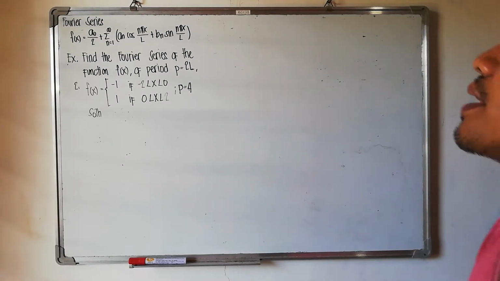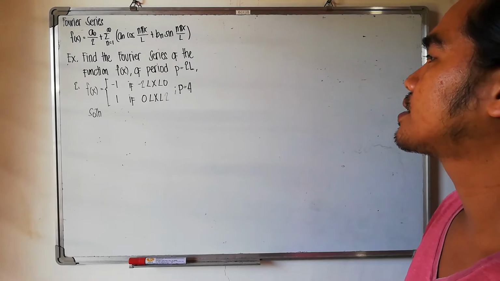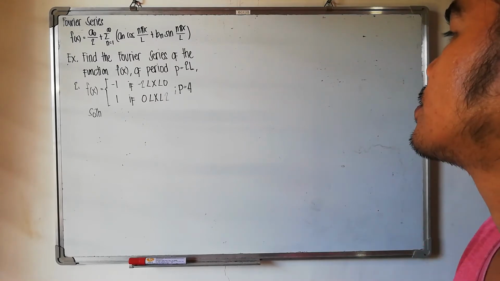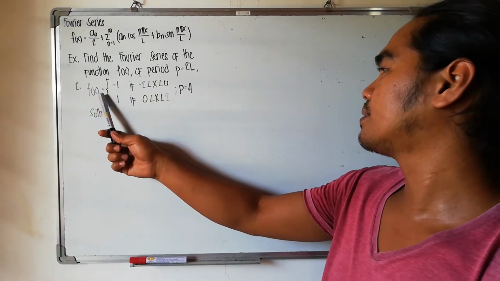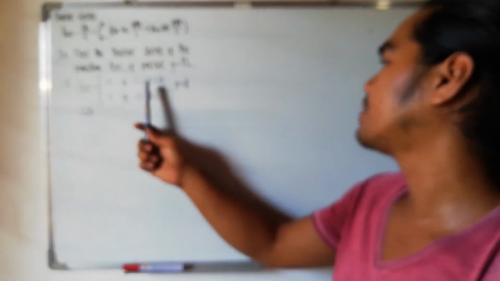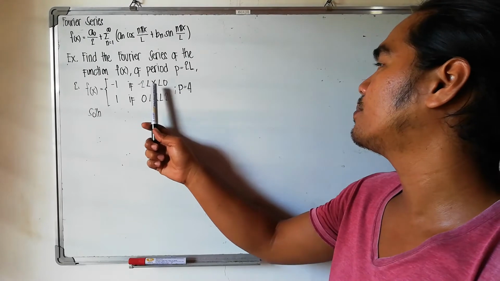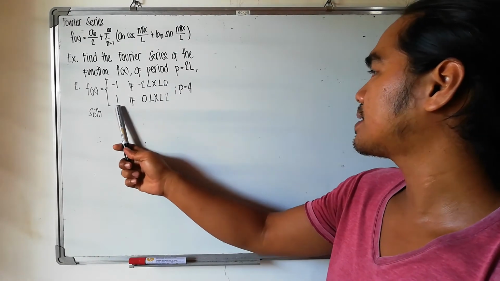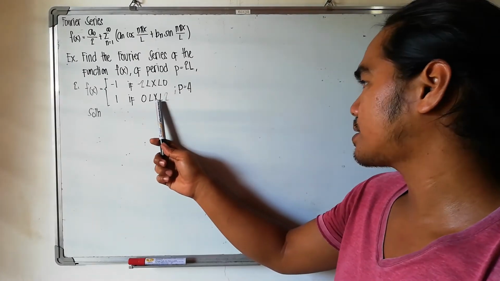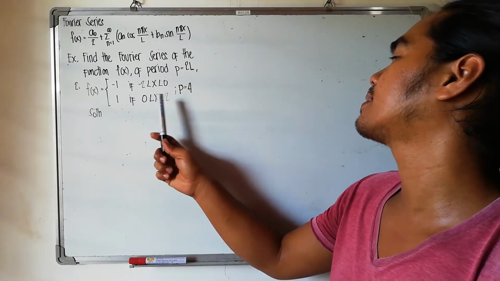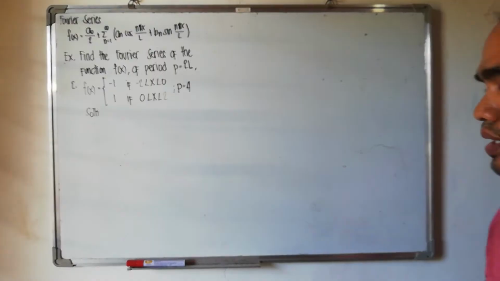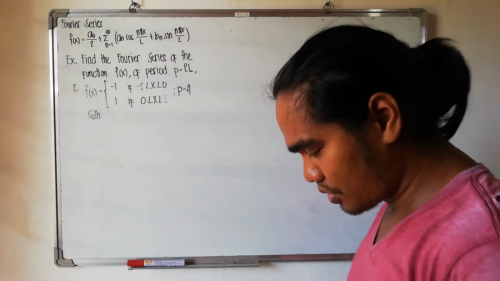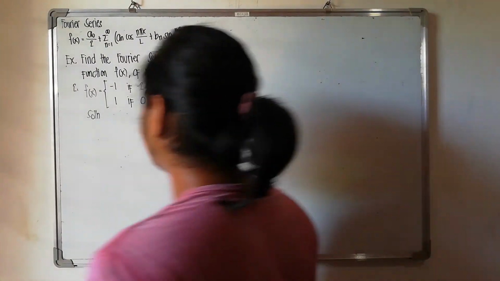Second example. Find the Fourier series of the function f of x of period p is equal to 2L, where your piecewise function is equal to -1 if your x is greater than -2 but less than 0, and +1 if your x is greater than 0 but less than 2, and your period is equal to 4. So we will try to graph your function.